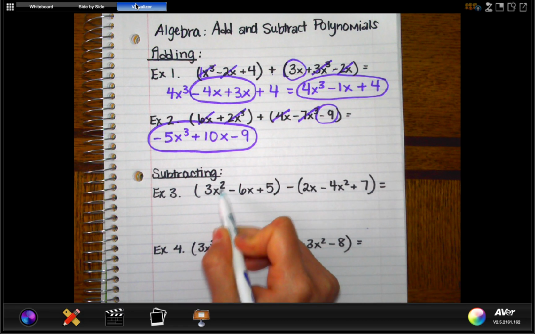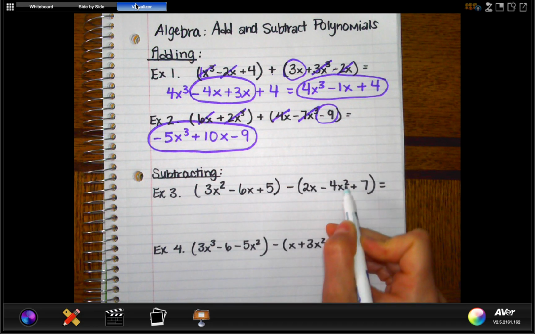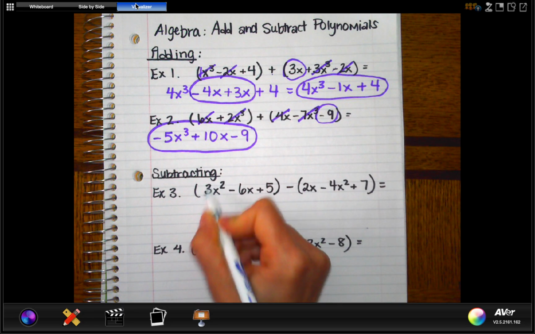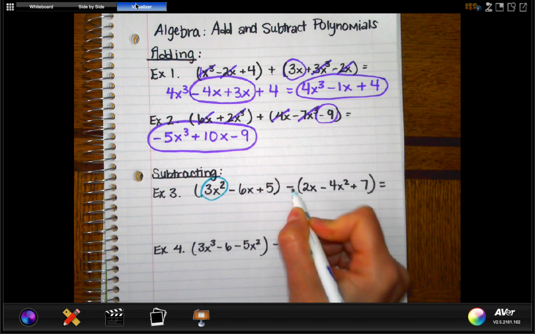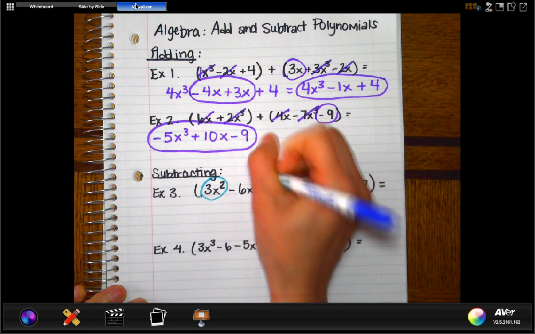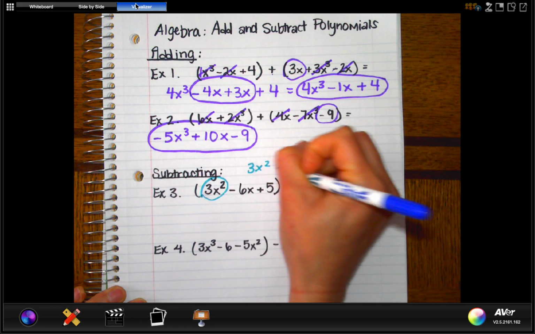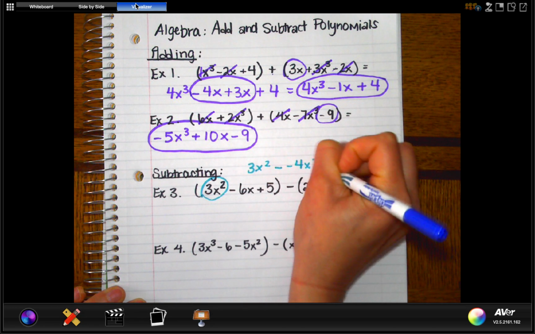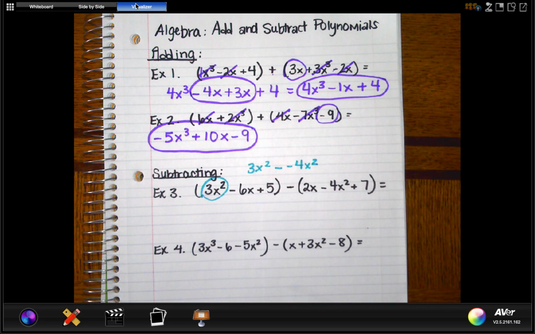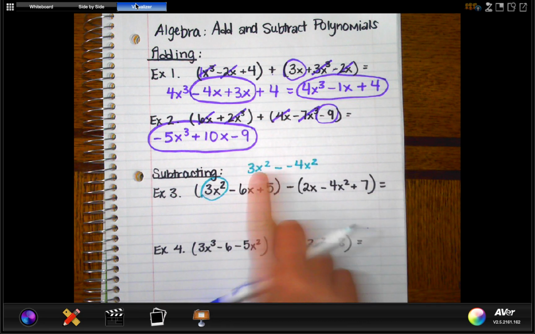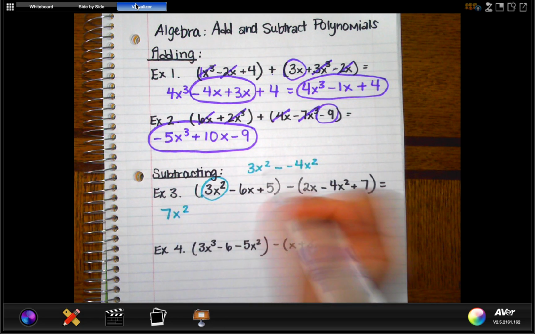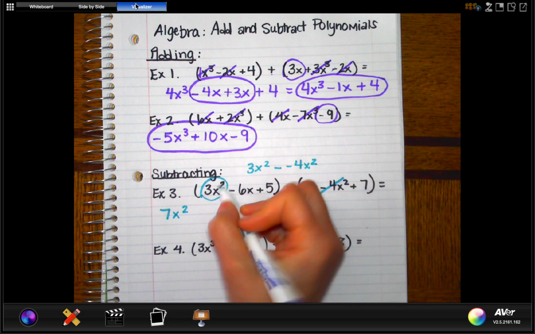The highest degree here is a 2 and the highest degree here is a 2. So I'm going to start with these terms. I must do positive 3x squared minus negative 4x squared. So let me write that out for you a second. Positive 3x squared minus negative 4x squared, and that negative goes with that. If you remember your rules, that really is adding, and if you type that in your calculator, it will come up with positive 7x squared. So I'm going to cross those out.